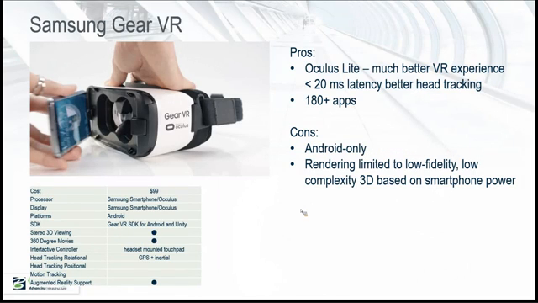A hybrid of the high-end headsets and the Google Cardboard is the Samsung Gear VR. This is a joint venture between Samsung and Oculus, and they produce a much better VR experience. It's less than 20 milliseconds latency, with better head tracking, but you're still limited to the kinds of images and power of an immersive experience that you can drive over a phone, which is to say, for today at least, pretty much limited to static images and videos.